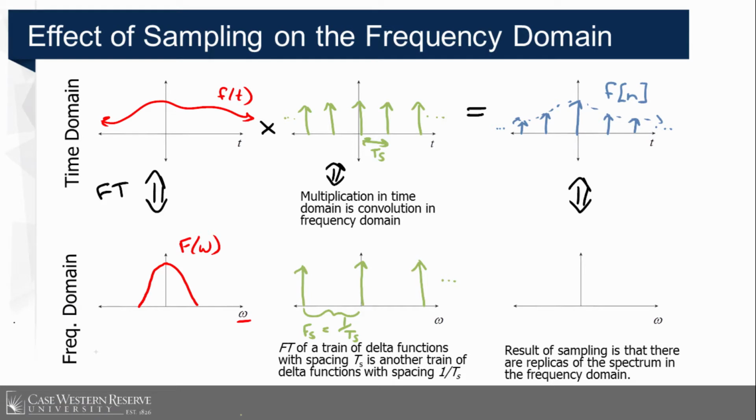And I also have to remember that if I'm performing a multiplication in the time domain, this is going to be equivalent to performing a convolution in the frequency domain. This is because of the multiplication and convolution properties of the Fourier transform. So here I'm going to be convolving my signals. And the result is going to be replicas of my frequency spectrum, capital F of omega, which appear everywhere that I have a delta function in my sampling function.